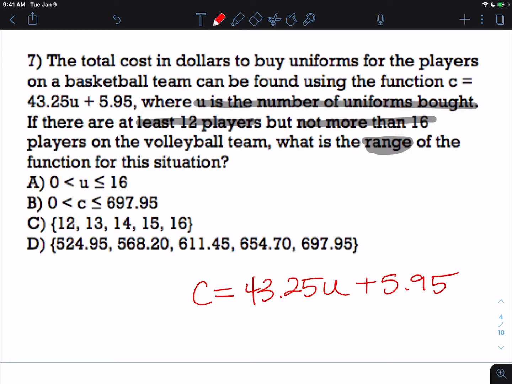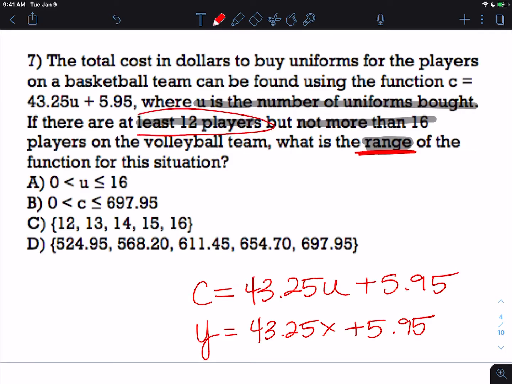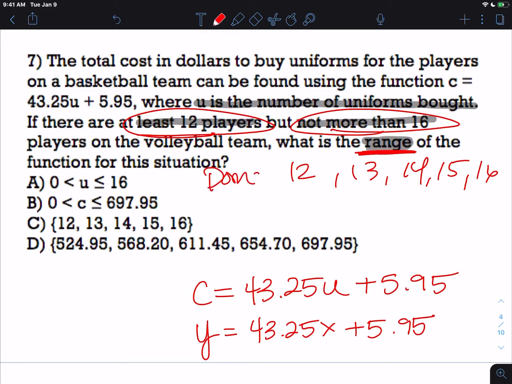So C is going to be my dependent variable. So in my mind, this is what the equation looks like. And they're asking about range. Okay? There's going to be at least 12, but not more than 16. So I can have 12, 13, 14, 15, 16. But that's my domain, what I'm going to plug in for U.